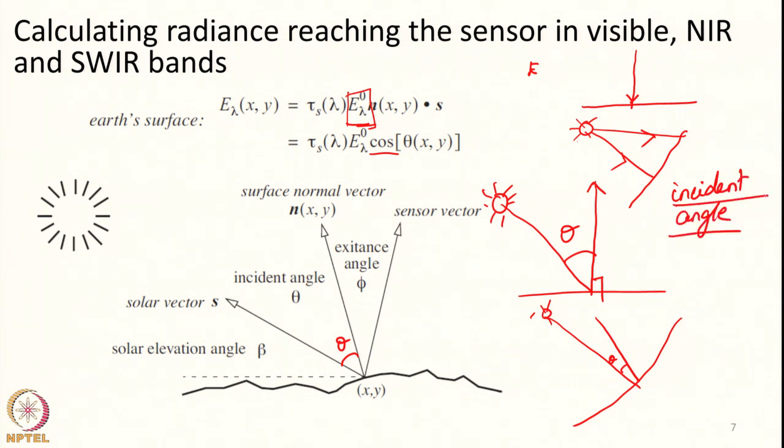This is to account for at which angle the sun's energy is coming and falling on the surface. If the sun's energy is coming directly perpendicular to the surface, no issues. All the energy from the sun will be directly irradiating that particular area. But if it is coming in at an angle with respect to vertical to the surface, or normal to the surface, then we need to account for with what angle the sun radiation is inclined.